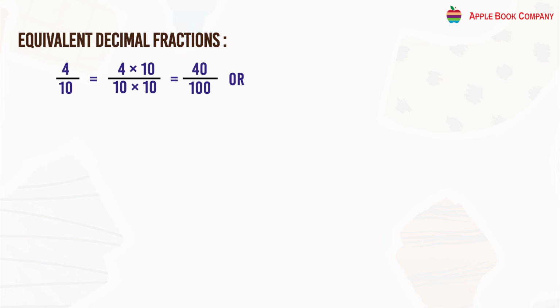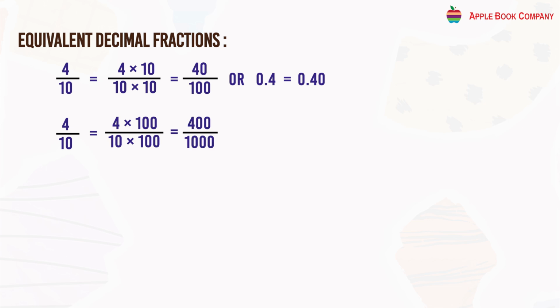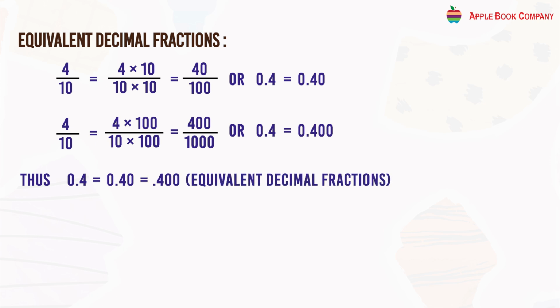Equivalent decimal fractions. 4 by 10 equals 4 into 10 by 10 into 10 equals 40 by 100, or 0.4 equals 0.40. 4 by 10 equals 4 into 100 by 10 into 100 equals 400 by 1000. 0.4 equals 0.400. Thus, 0.4 equals 0.40 equals 0.400, equivalent decimal fractions.